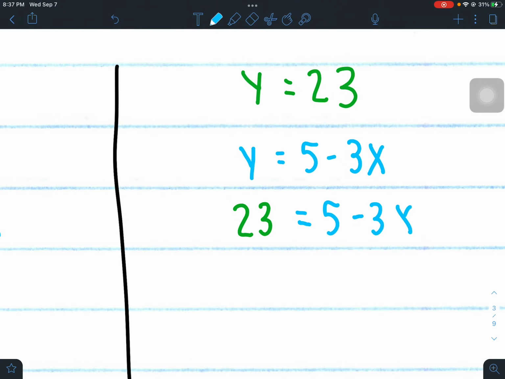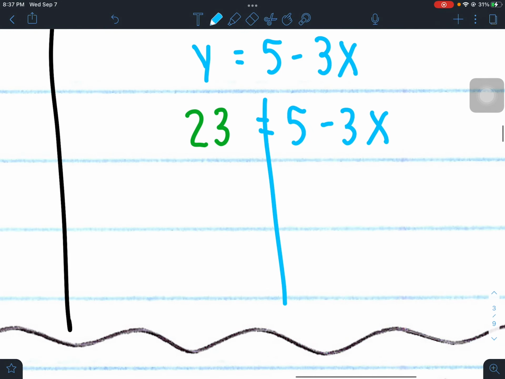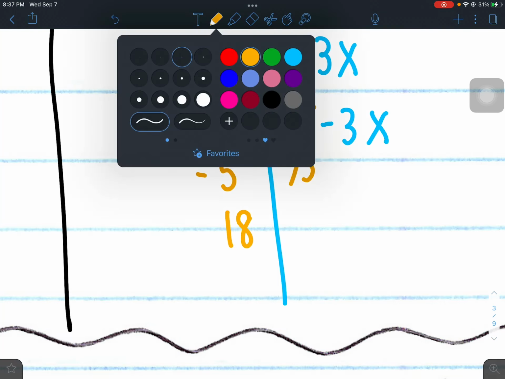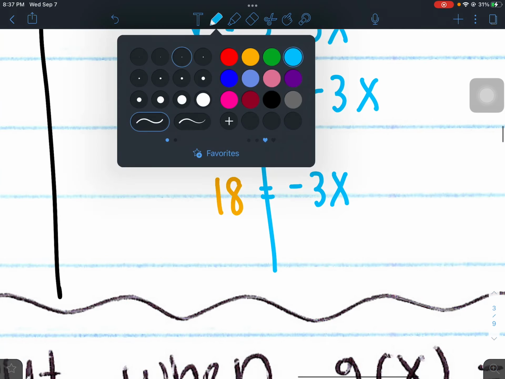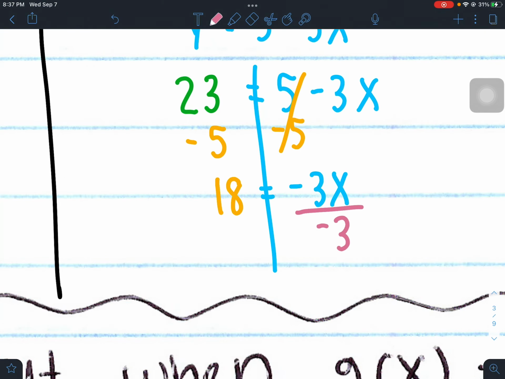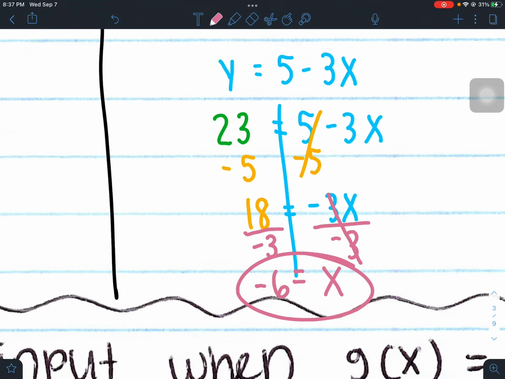23 equals 5 minus 3x. First step to get x by itself is to subtract 5 from both sides. 5 minus 5 is 0. 23 minus 5 is 18. And we have 18 equals -3x. We're going to divide both sides by -3 to get x by itself. So -3 divided by -3 is 1x, or just x. Divide the other side by -3. 18 divided by -3 is -6.